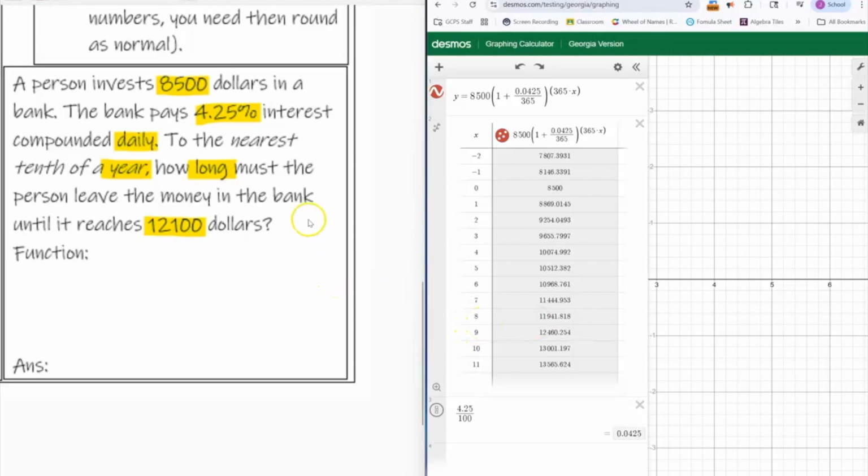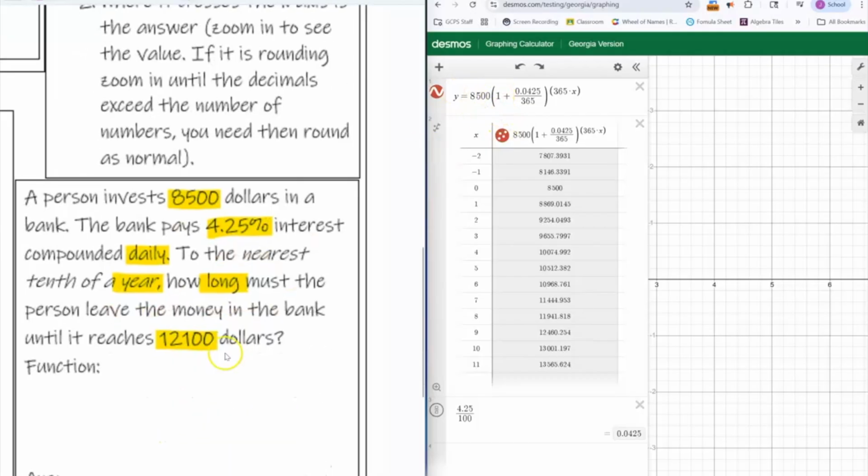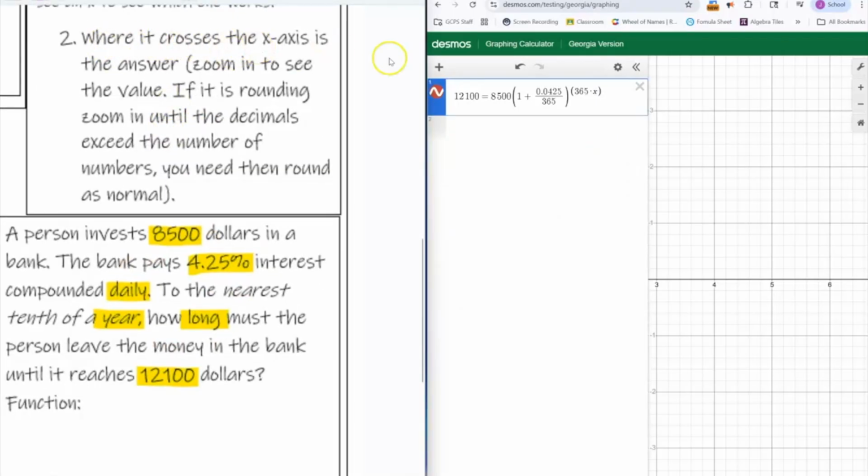So what I have to do is use the strategy that we just learned, which is type in your equation according to our notes, right? Type in the entire equation into Desmos, and where it crosses the x-axis is the answer. I haven't typed in my entire equation because I haven't typed it in with the 12,100. I want my Y value, the number of dollars, to be 12,100. I don't know how long that's going to take, so I'm going to leave that blank. So now I've typed in my equation. Now all I need to do is look at where it crosses the x-axis.